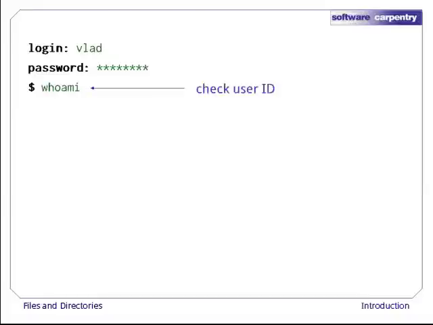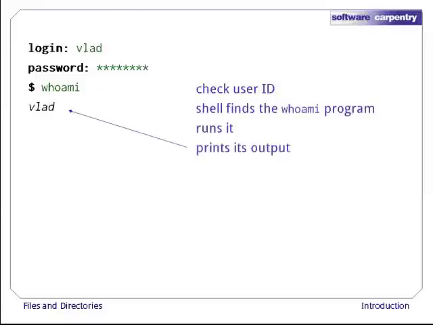Type "whoami" followed by enter. This command prints out the ID of the current user, i.e., shows us who the shell thinks we are. When we enter it, the shell finds a program called "whoami", runs it, displays its output, and then displays a new prompt telling us that it's ready for more commands.